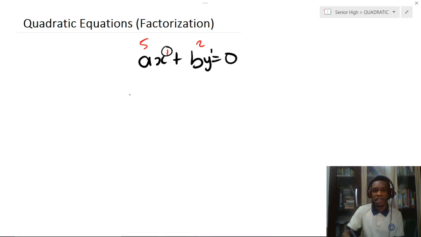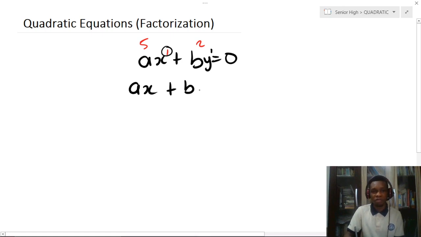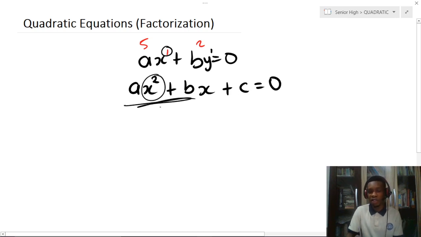Therefore, if I was to put this, I'll put it as this. This is the general form. It appears ax squared plus bx plus c is equal to 0, where this has power of 2, then power of 1, and then no power here. So therefore, this has the highest power of 2. At this point, this becomes a quadratic equation.